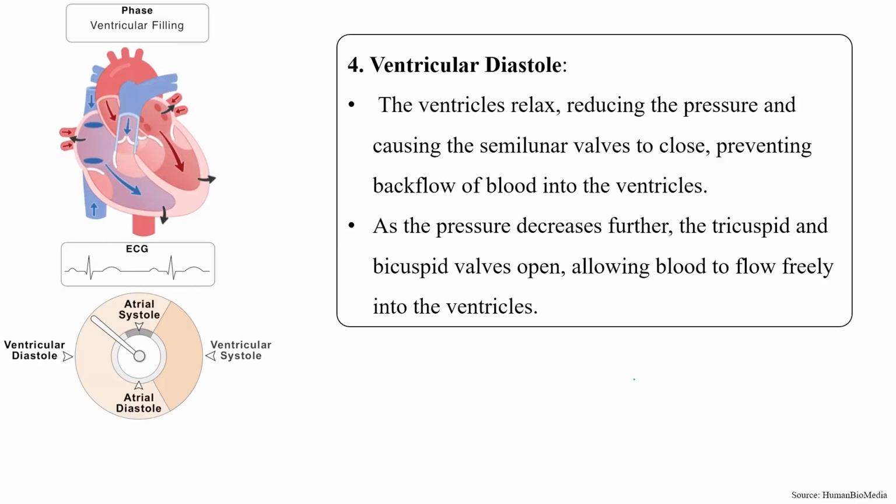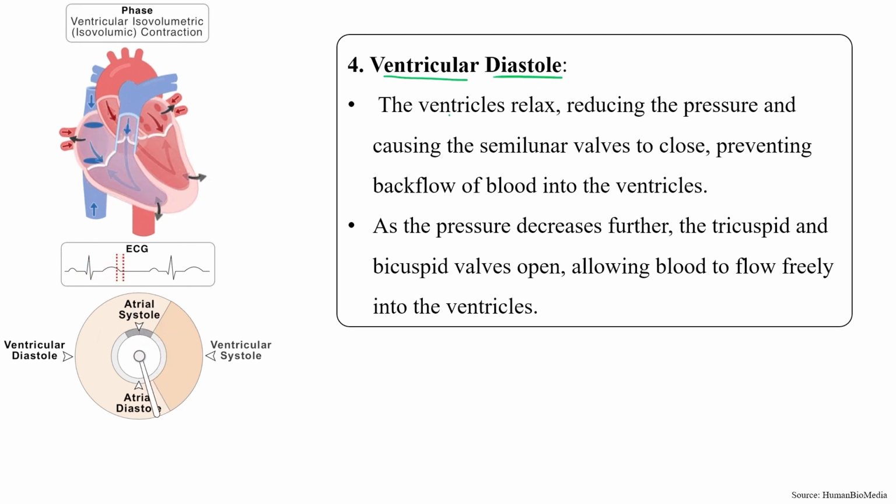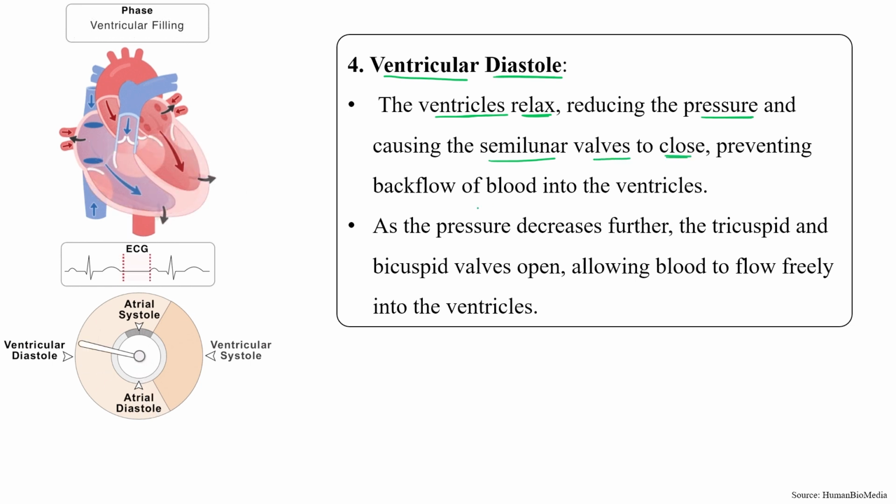Clear? Now, ventricular diastole happens immediately. As the blood has just gone from the ventricle toward the pulmonary artery, the ventricle relaxes, and this time it reduces the pressure, so the semilunar valves close, preventing backflow of blood into the ventricle itself. Right? As pressure decreases further, the tricuspid and bicuspid valves open again and allow blood to flow freely into the ventricle.